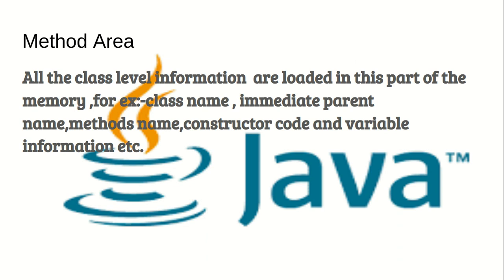Firstly, let us begin with the method area, with which we have some prior experience because of the previous lecture. As we studied in the previous lecture, whenever you compile your Java code, the class loader loads the bytecodes of your program into this area of the memory. Other than that, all the class level information is loaded in this part of the memory. For example, the class name, the immediate parent which the class extends, the method names of this class, the code of the constructor, and some variable information, etc. So basically all the metadata related to each and every class is stored in the method area of the memory.